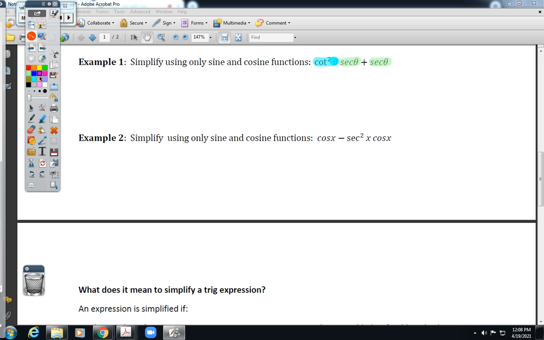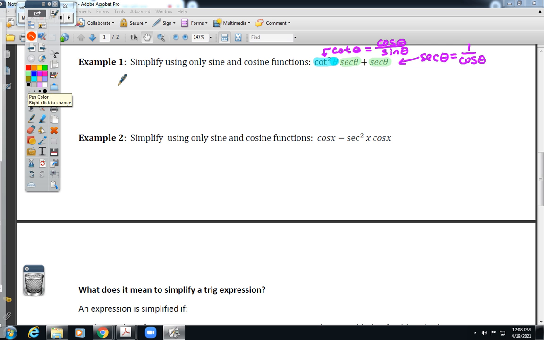So in terms of sine and cosine, we need to ask ourselves, what is cotangent in terms of sine and cosine? Look back at that first list. Cotangent is a quotient identity, cosine over sine. Yes, it's in the box. And secant, in terms of sine and cosine only, is 1 over cosine. So we substitute cosine over sine for cotangent, and 1 over cosine for secant.